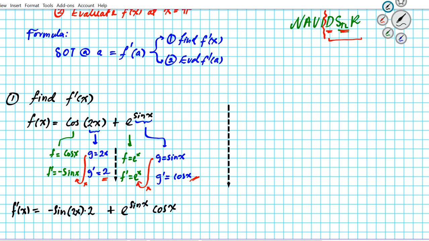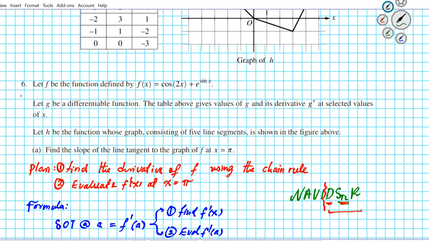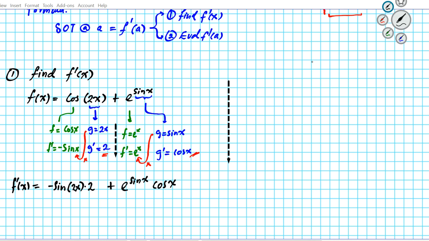Okay, all right, let's make it look a little bit pretty here. So we have, what do we have? F prime of x is negative 2 sine 2x plus e to the sine x cosine x. All right, that's the answer to the first part.